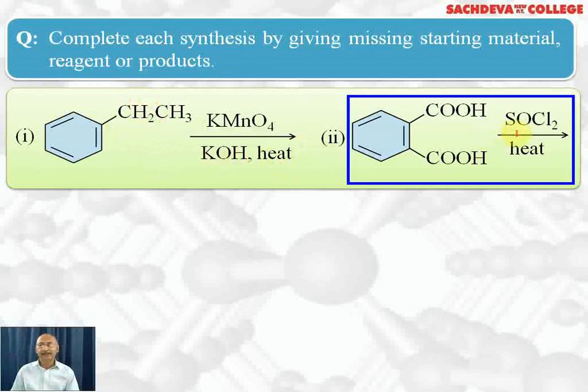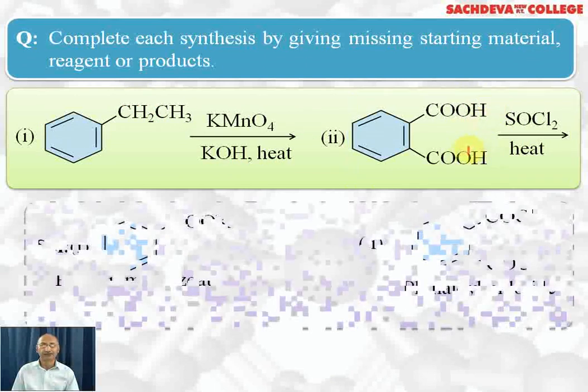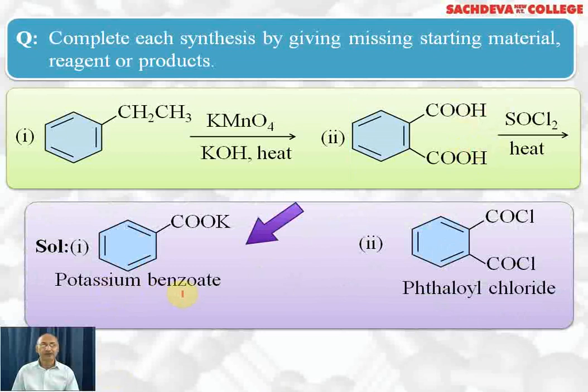Here we are reacting phthalic acid with thionyl chloride. Both the OH groups of carboxylic acid will be replaced by Cl. You will get phthalyl chloride. These are the products. Here we get potassium benzoate instead of benzoic acid because benzoic acid will react with KOH to form potassium benzoate. Here we have got phthalyl chloride because both the carboxylic acid groups have changed to COCl group.